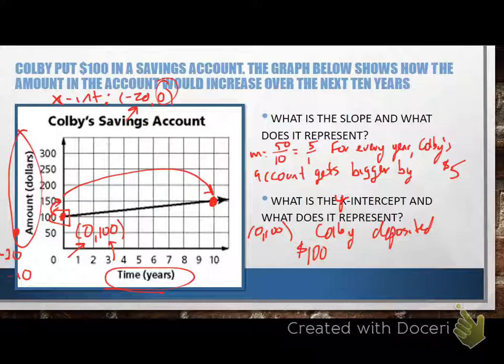And sometimes the x-intercept and y-intercept don't make any sense. But I wanted to point that out. It's a good I-step question. What's the x-intercept and why does it not make any sense? Well, that's it. You can't travel back 20 years in time. Okay? All right. Hope that all makes sense.